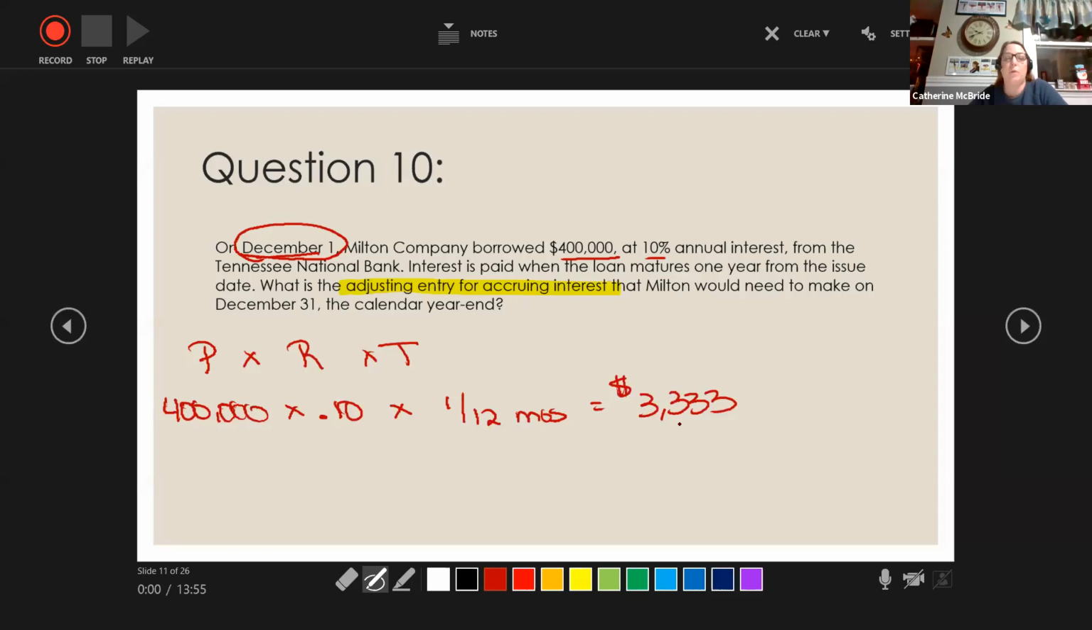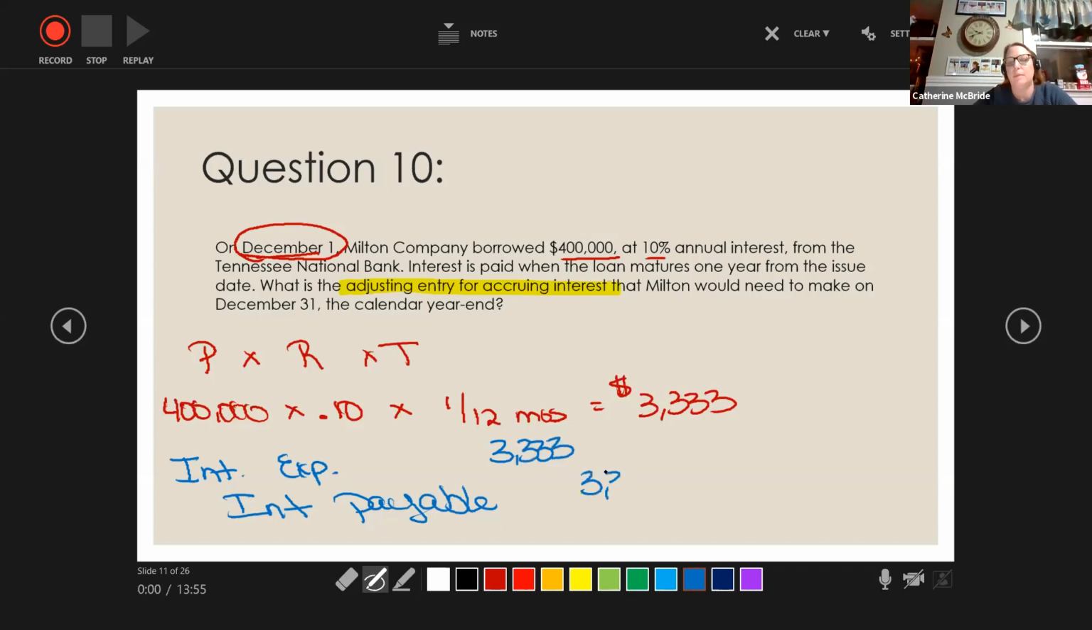All right, that's the amount, but we need the adjusting entry. So we're going to record interest expense and interest payable because we're not paying it right now, right? So it's a liability. We're going to pay it later. So it's going to be interest payable. And you know it can't be cash, because if you're doing cash for an adjusting entry, you already know you're doing something wrong.